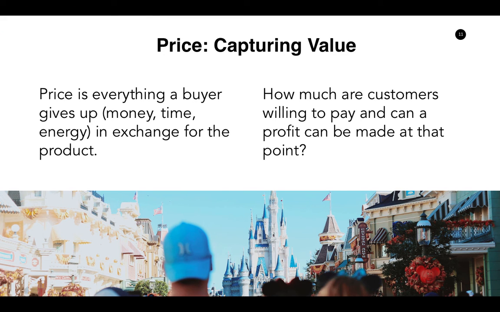Price is when you capture the value proposition. So price is everything a buyer gives up. So this could be money, time, energy in exchange for the product, right? So we do say time is money. So how much a customer is willing to pay and what profit can be made. There's a lot of different pricing strategies that are aimed at getting some profit out of a profit margin from a particular product or service. So it depends on what strategy companies want to use. And we'll get into that in chapter 14.